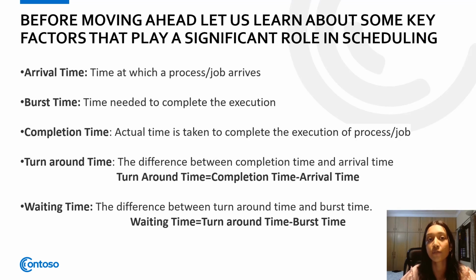Before moving ahead, we must know some of the key terms that play a key role in scheduling algorithms. First is the arrival time. Arrival time is the time at which the process arrives in the queue. Burst time is the time required for any process to complete its execution. Completion time is the time at which the process has completed its execution. Turnaround time is the difference between the completion time and the arrival time. And waiting time is the difference between the turnaround time and burst time.